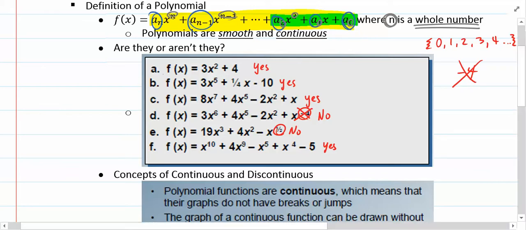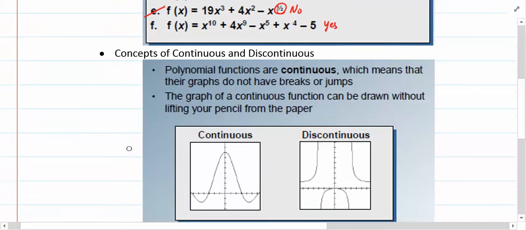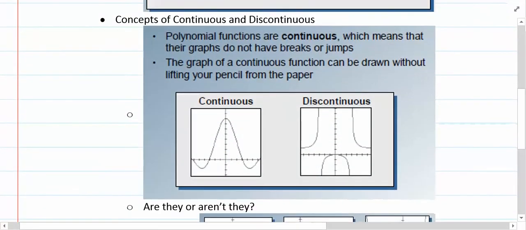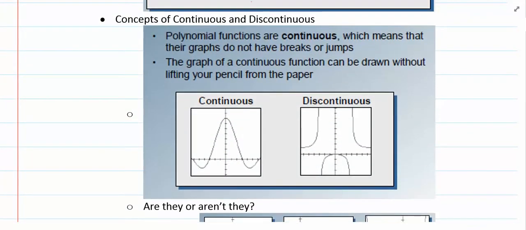If I took any of these examples, A through F, I could type them into an input function on the TI Inspire calculator, and it would return a picture of a graph for us. Now, if we exclude D and E, since they are not polynomials, and look only at those that are left, then the graphs displayed on the calculator would be called continuous and smooth.